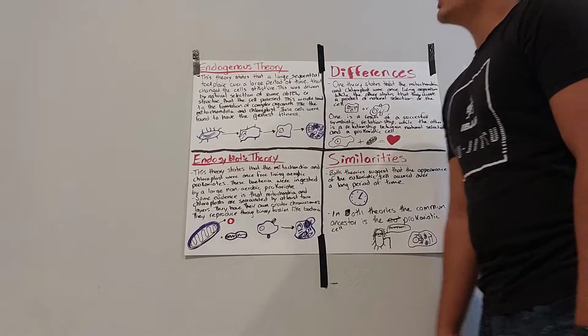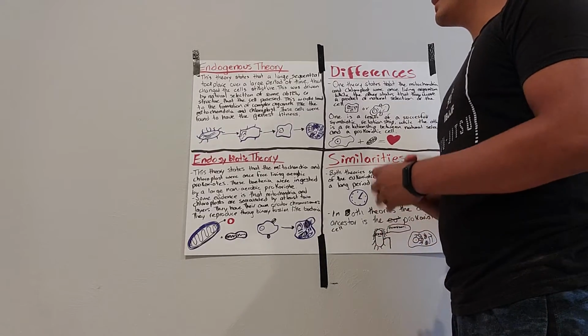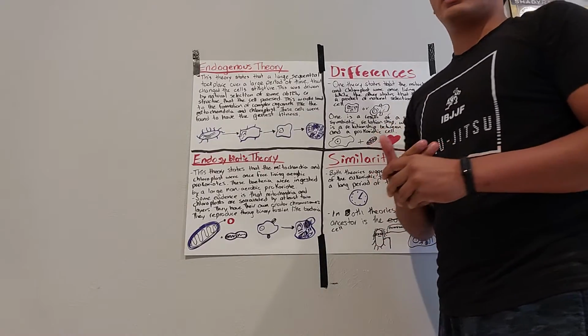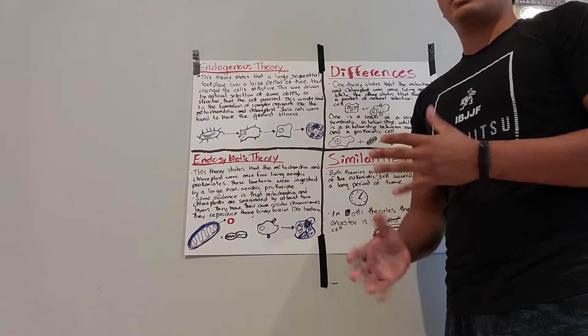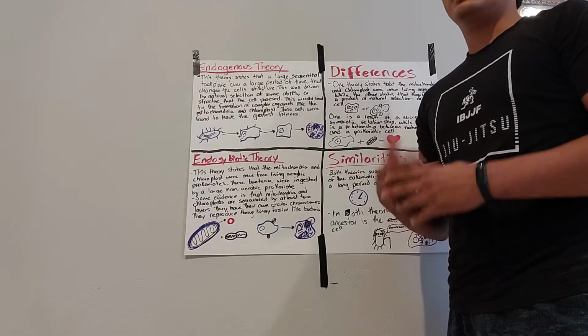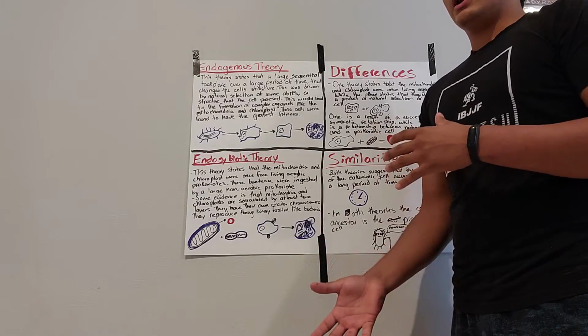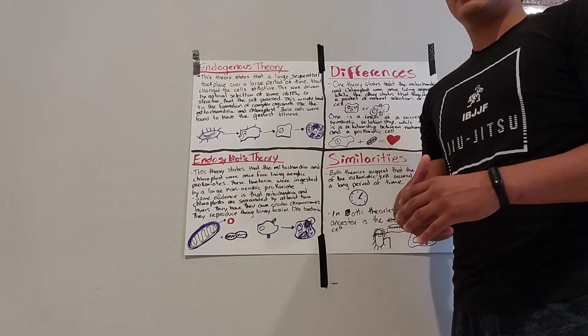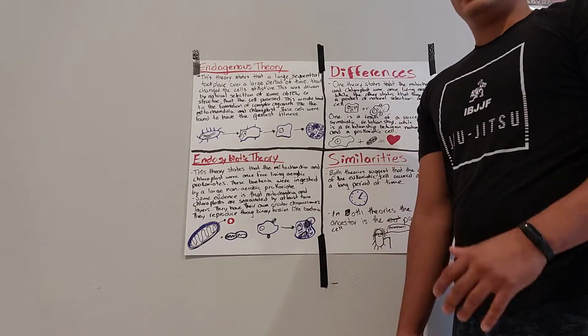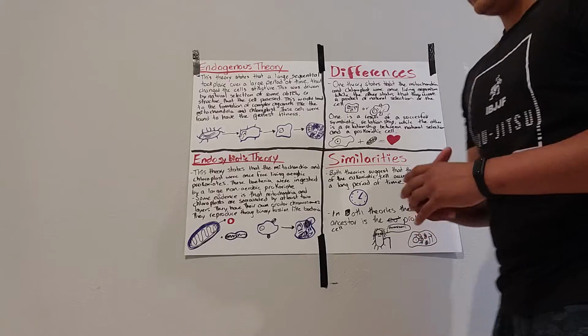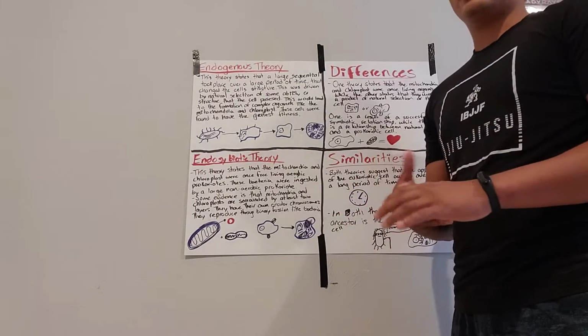This is my presentation over the endogenous theory and endosymbiotic theory of the cell. The endogenous theory suggests that over a large period of time there were a lot of changes that occurred on the cell that affected the cell structure. These changes were driven by natural selection and evolution, and all these things affected the cell structure.